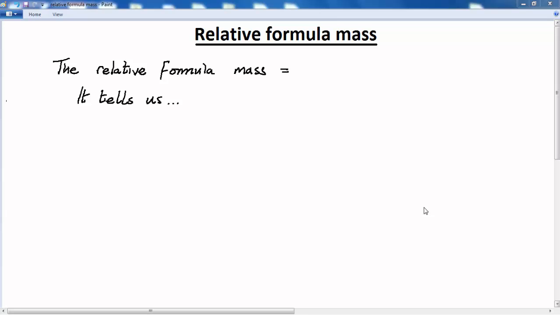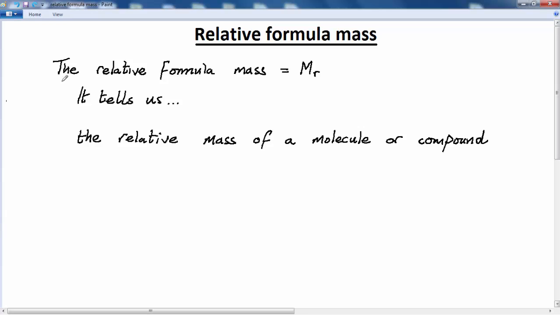In this lesson we're going to look at the relative formula mass. Now the symbol for the relative formula mass is this, M and the little r down there. And what does it tell us? Well, first of all it tells us the relative mass of a molecule or compound as opposed to the relative mass of an atom, which is called the relative atomic mass. So how do we determine this relative formula mass of a molecule or compound?